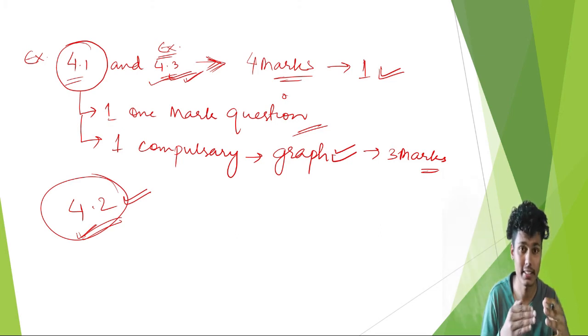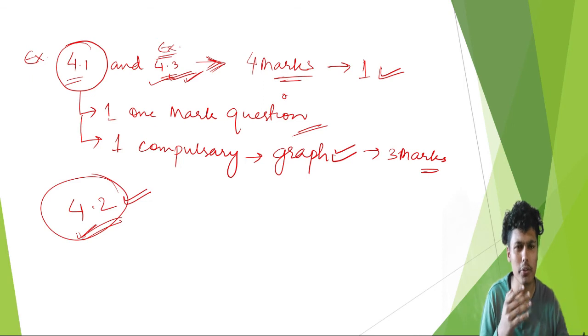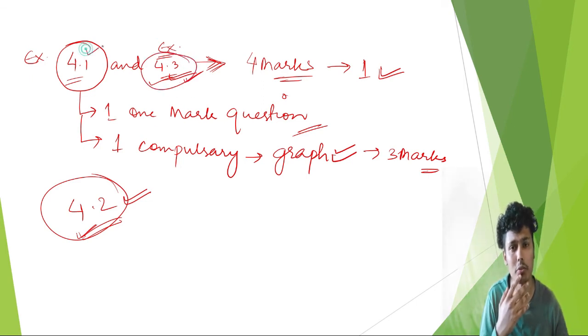There are 3 exercises. The chapter name is Pair of Linear Equations in Two Variables, and there are 3 types of questions asked: 1 mark, 3 mark, and 4 mark questions. 4 mark questions are generally asked from 4.3, and 3 mark questions from 4.1, which is solved using the graphical method, and another 1 mark question is asked from 4.1.